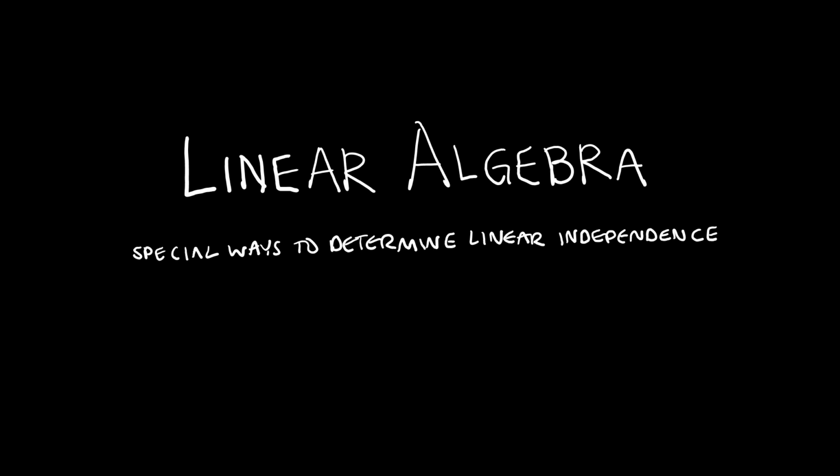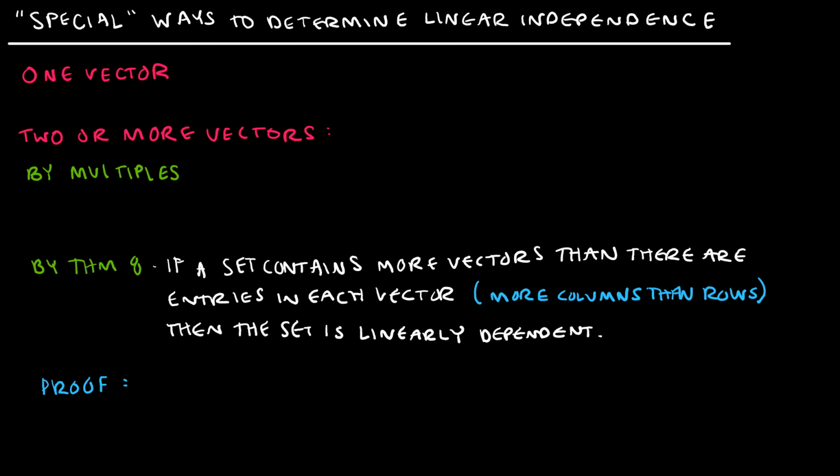Now that we're familiar with linear independence, let's explore some other options. Let's take a look at some special ways to determine linear independence. And by that I mean that I don't have to do the math. I don't have to do the row operations. Let's start by looking at just one vector.